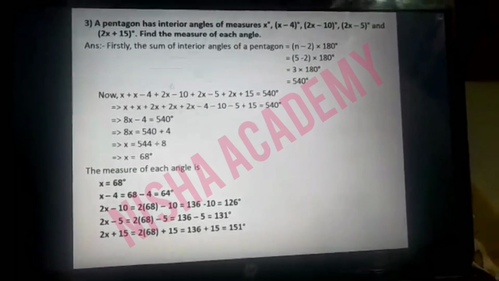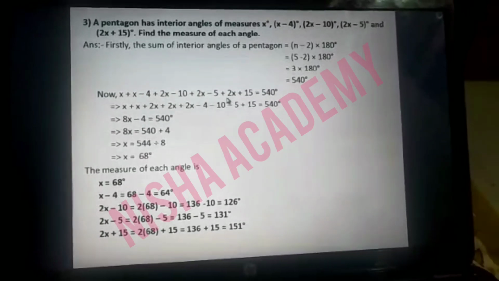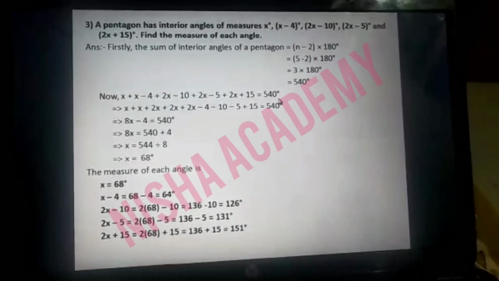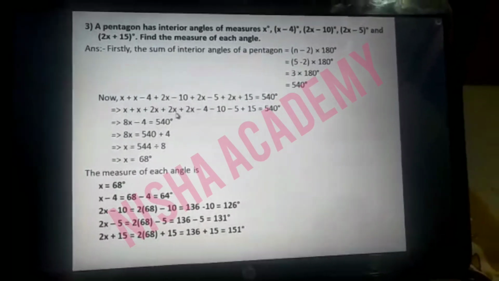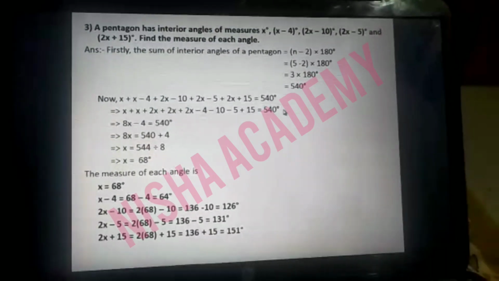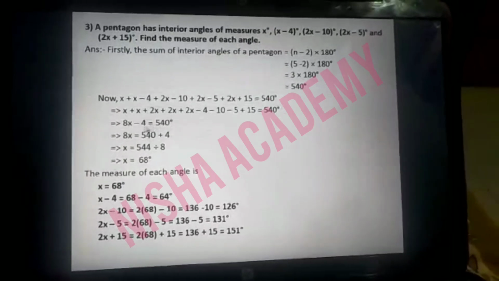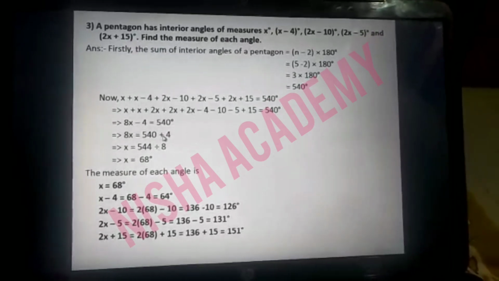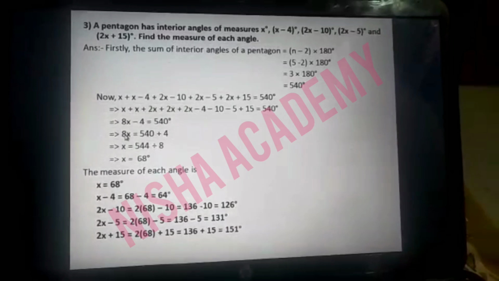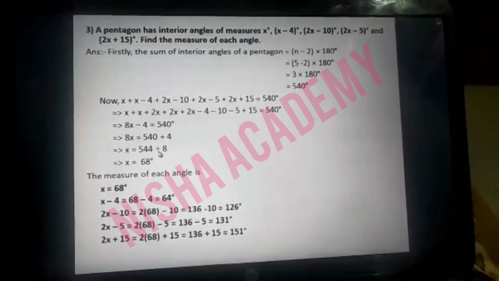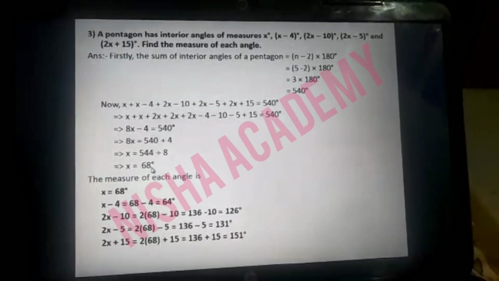Now we have to add them all. x plus x minus 4 plus 2x minus 10 plus 2x minus 5 plus 2x plus 15 equals 540 degrees. See, here also the same way, first you take all variables together and constant terms together. Then you add them. It will be 8x plus 0... 8x minus 4 equals 540 degrees. Here it is in minus. As it goes to the opposite side, it goes to plus. So 544. Here 8 is in multiplication. As it goes to the opposite side, it goes to division. So 544 divided by 8, which is equal to 68 degrees.